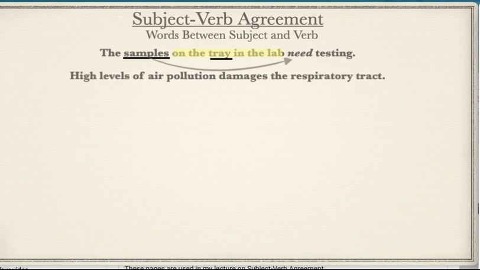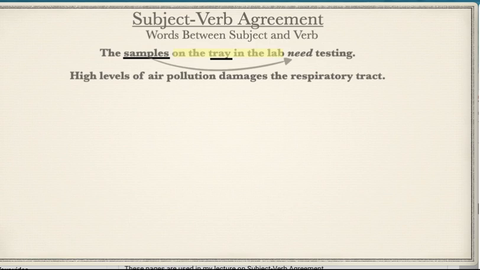Now, let's take a look at another sentence. And this time, let's read it aloud to determine if it's written correctly. That is, let's see if the subject matches or agrees with the verb. High levels of air pollution damages the respiratory tract. Sounds okay, but it's not.